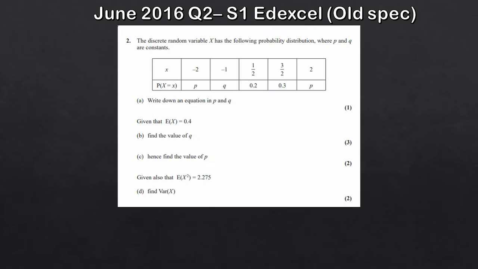So let's keep going. The next question is from the old Edexcel spec. This was the previous maths specimen, and this was just the A level. This actually used to be only an A level topic, and now it's moved on to Further Stats 1. Part a just asks us to write down an equation in p and q.